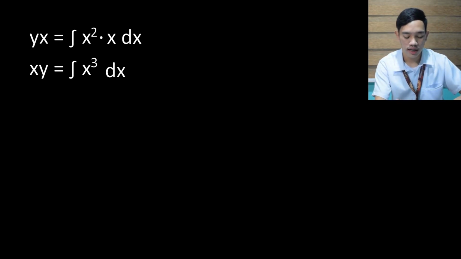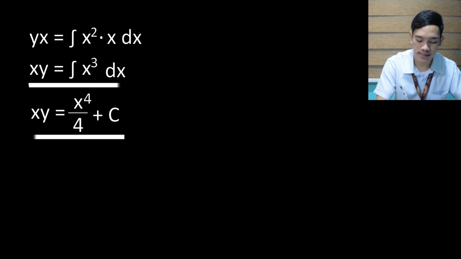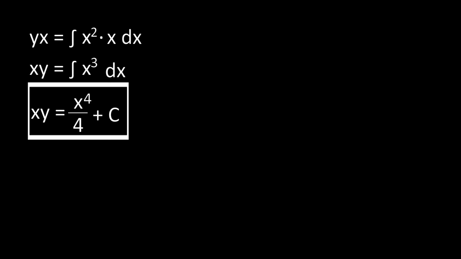Ngayon, ayusin lang natin. Magiging xy equals integral ng pagsamahin, x cubed dx. So, i-integrate natin. Magiging xy equals x to the fourth power over 3 plus 1, which is 4, plus c. This can be our final answer. xy equals x to the fourth power over 4 plus c.